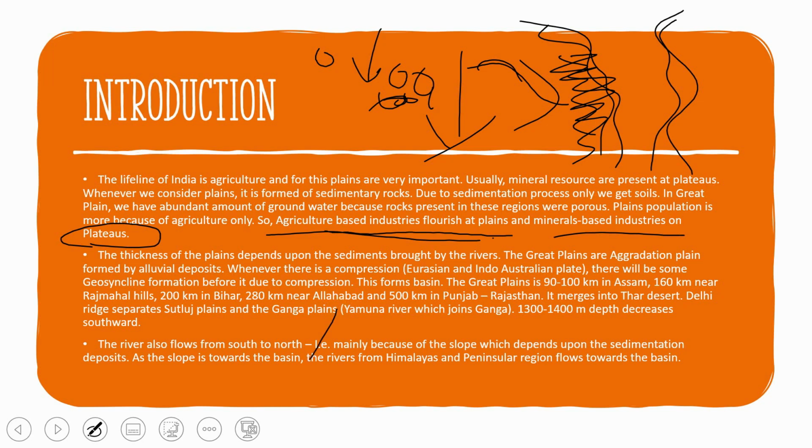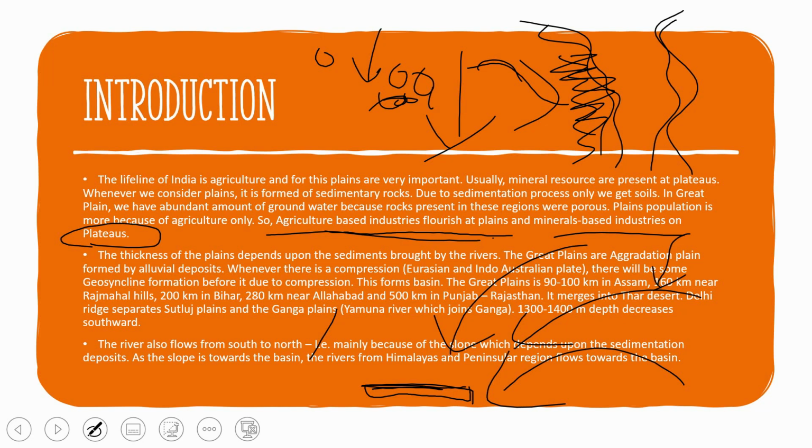Now, the thickness of the plains depends upon the sediments brought by the rivers. If a plain is there, how much thickness it has will depend on that. The plain is formed because of the sediments of the river only, and on how many rivers are flowing into that plain and how many tributaries are coming into that river. On that basis sediments get accumulated. If more rivers and more tributaries are present, then more sediments will get accumulated, more fertility will come, and the plain will increase.